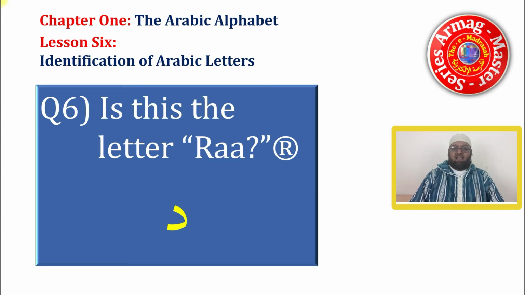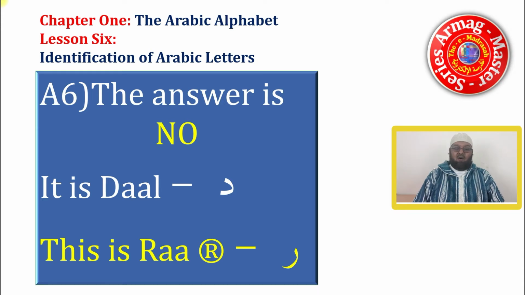Question 6 says, is this the letter Ra? So now we have to look at the yellow letter, and the question is, is that Ra? The answer would either be yes or no. Let's see what the answer is. The answer for that is no. It is Daal. The letter we just saw was Daal and was not Ra. Ra is like the yellow one that we have seen there at the bottom. The similarity between the two of them is that they are very close, but Ra is a little bit longer.